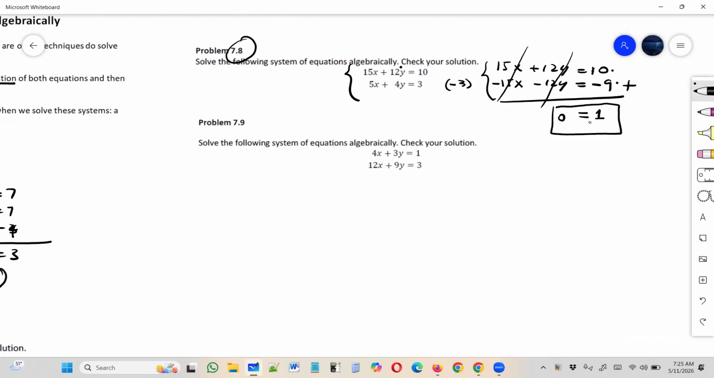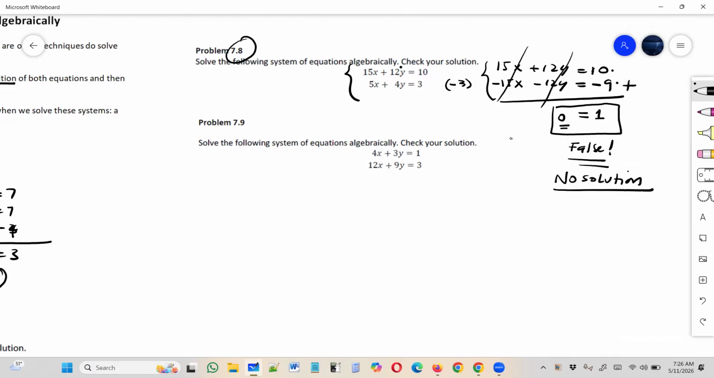Now, you may get something like this, okay? You may get 0 equals something else. Now, this is a false statement, right? If you get something like this, 0 equals any other number, that means that the lines are parallel. And you have to write on the exam, no solution. This is a case where you have no solution. The lines are parallel. They never touch.